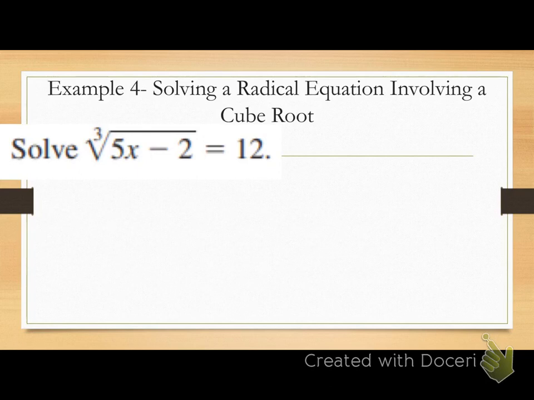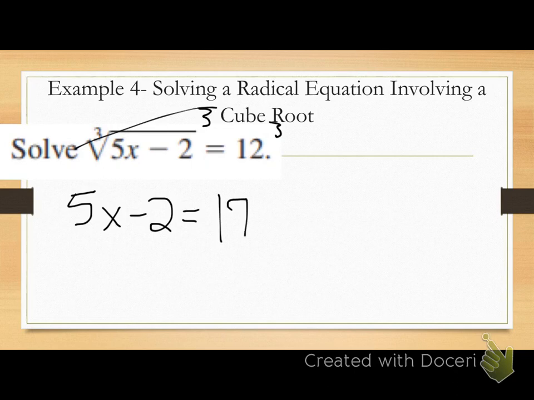Right? So to get rid of my cube root here, first off, is the radical by itself? Yes. So now I can jump to getting rid of it. I can cube it, and it'll get rid of my cube root. Whatever I do to one side, I got to do to the other. So I'd be left with 5x minus 2 on the left. And then I've got to do 12 cubed. What is 12 to the third power? 1,728. It's 12 times 12 times 12.